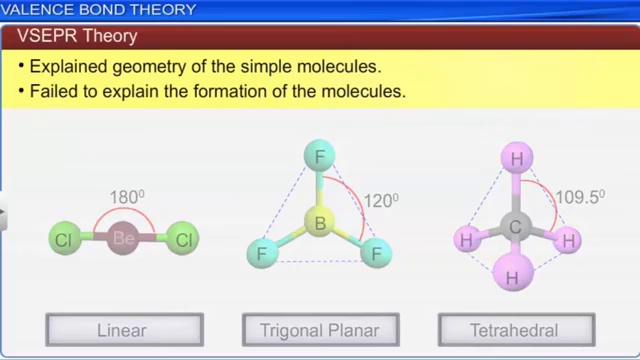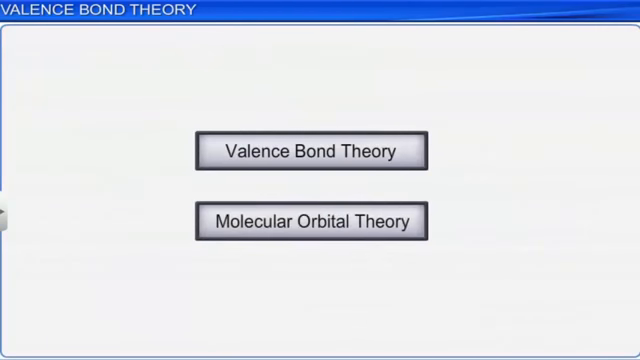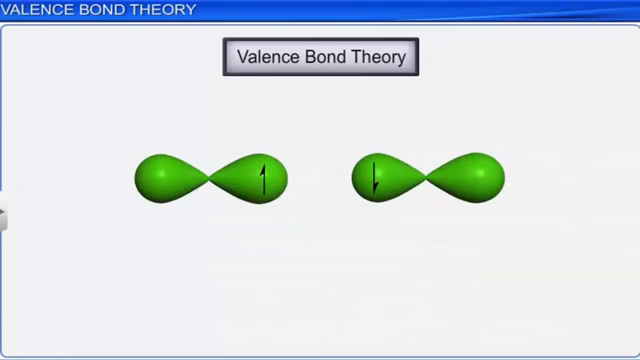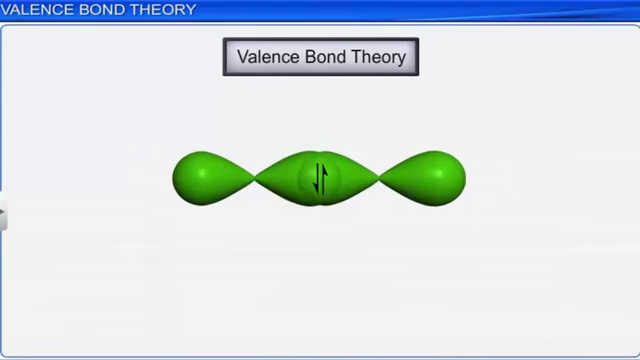To overcome these limitations, the valence bond theory and the molecular orbital theory, which are based on quantum mechanics, were introduced. The valence bond theory was introduced by Heitler and London and was developed further by Pauling and Slater. It explains the formation of covalent bonds. According to this theory, a covalent bond is formed when a pure valence atomic orbital of one atom overlaps with a pure valence atomic orbital of another atom.